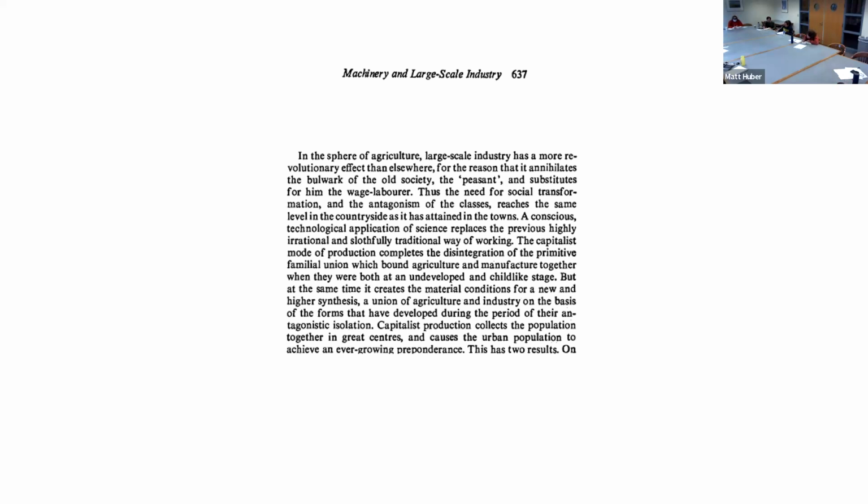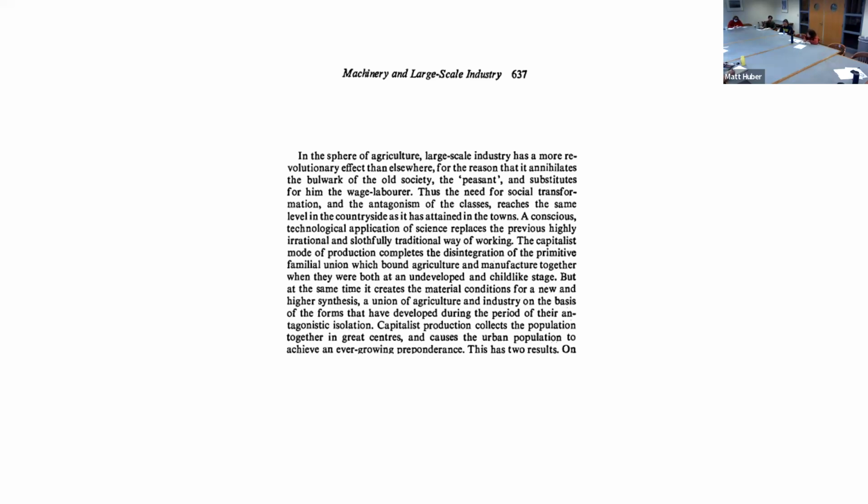Nowadays, a lot of scholars of agrarian change talk about a process that they call depeasantization, which really accelerated in the 20th century, particularly after World War II, all over the world. Countries that had large percentages of peasants are seeing that peasantry destroyed by increasing interconnection with the world economy, right? And then peasants become proletarianized, they become wage workers. Thus, the need for the social transformation and the antagonism of the classes reaches the same level in the countryside as attained in the towns.